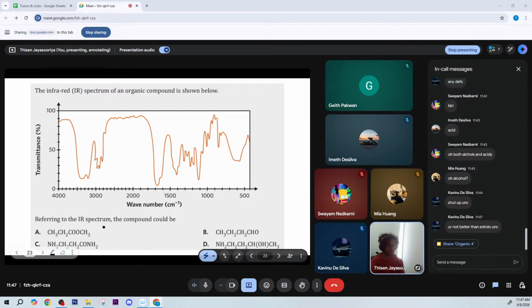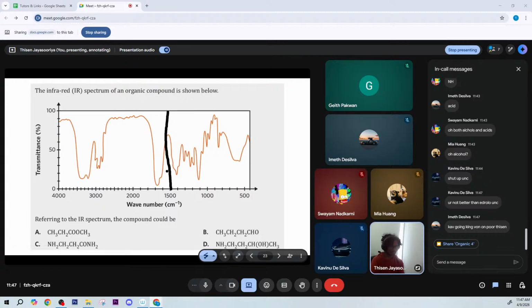Refer to the IR spectrum in the data booklet. The compound could be, yeah? So what's present here? What peaks do we have? Look at everything above the fingerprint region. So here, what do you guys think it is? Is it A, B, C, or D?